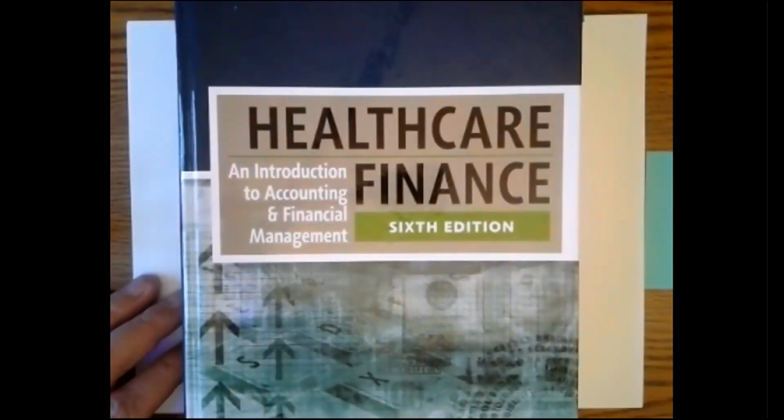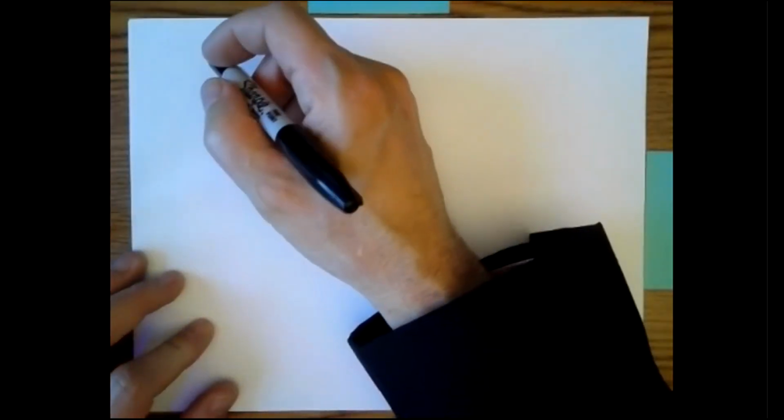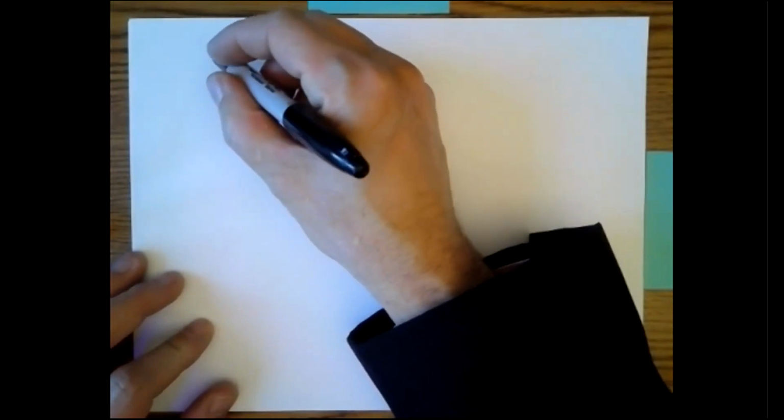This video will work through problem 14.9 of Gapenski's Healthcare Finance, 6th edition. This is actually a pretty straightforward NPV kind of problem. So I'll do it manually here first, and then maybe I'll switch over to Excel.